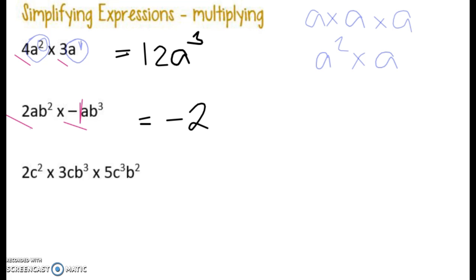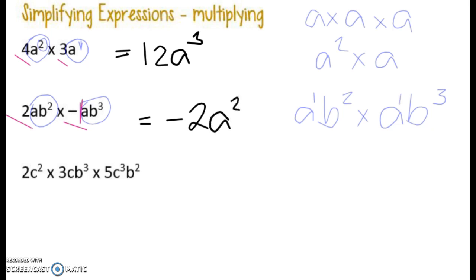Now we're looking at the variable part of it. The variable part, of course, is the letters. So we've got ab squared times ab cubed. So let's count out how many a's we've got first. We've got 1 there, and we've got 1 there. So that makes a squared. Okay, so now we're looking at the number of b's. So we've got 2 there, and 3 there, and 2 plus 3 is 5. So we've got b to the power of 5.